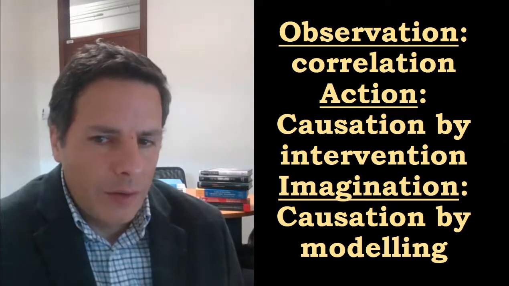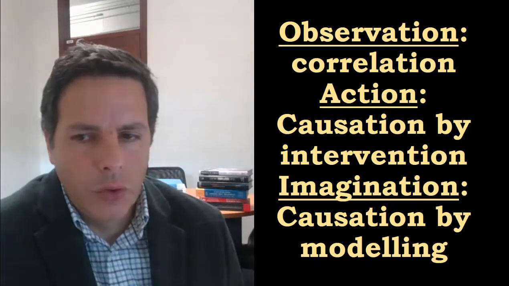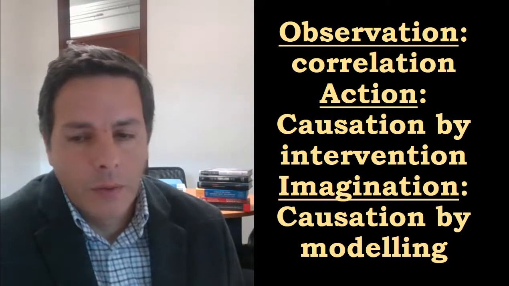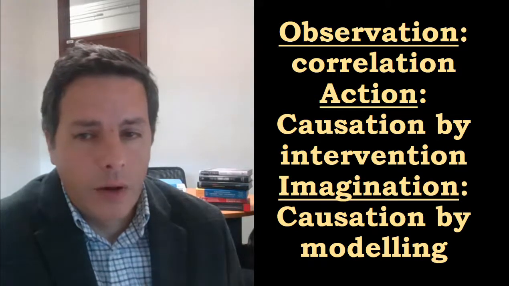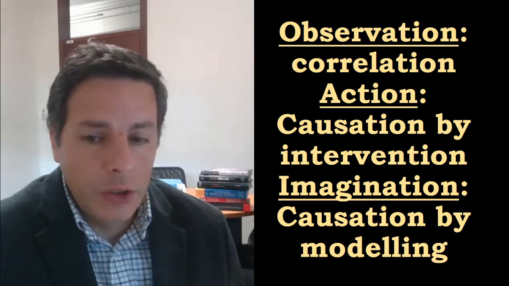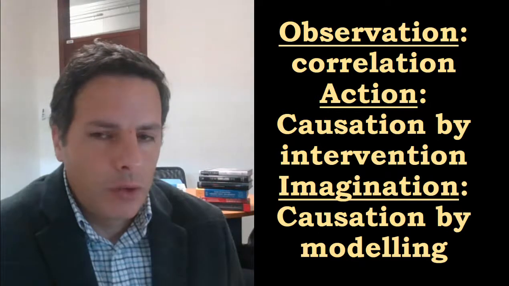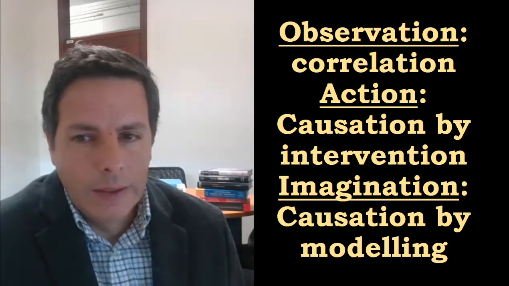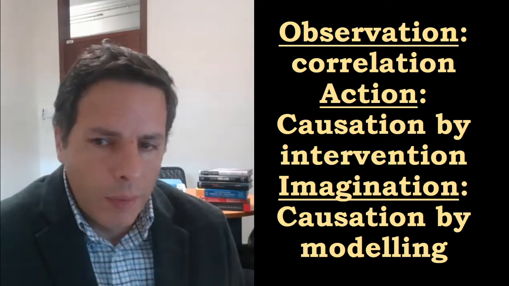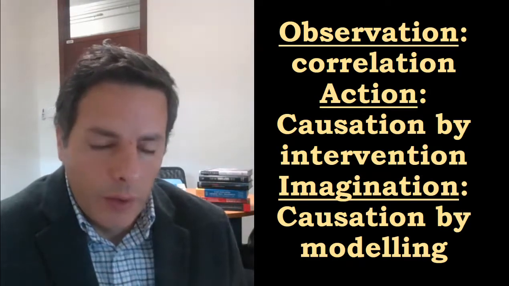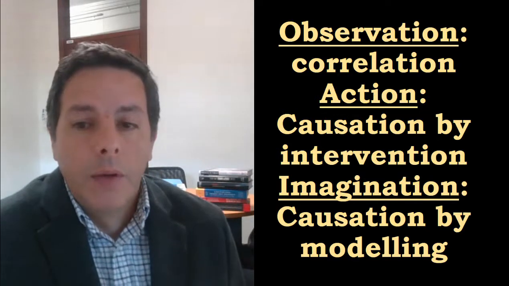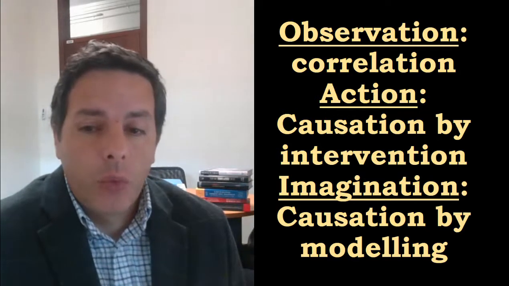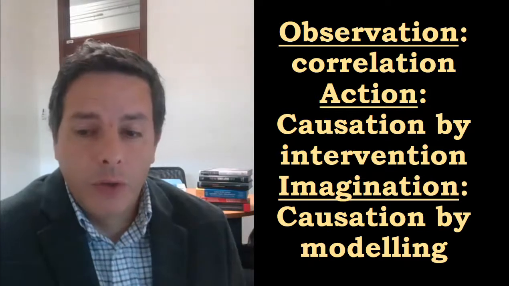Now, intervention in itself is not enough. You need to consider the third rung, which is imagination. There are two aspects of this imagination. First, complementing what we are doing at the action level, we need to imagine what would happen if we don't do the intervention.